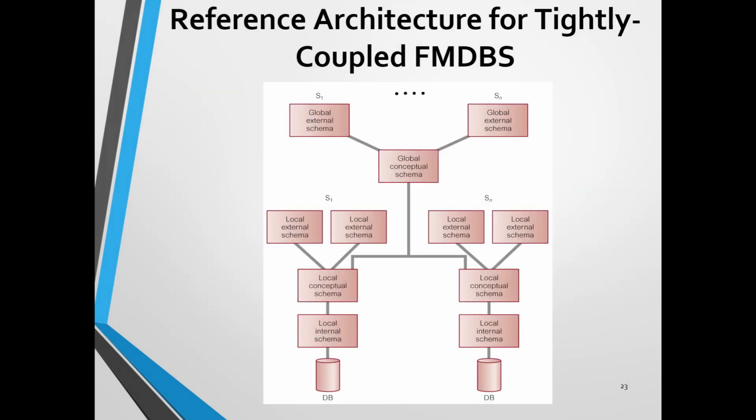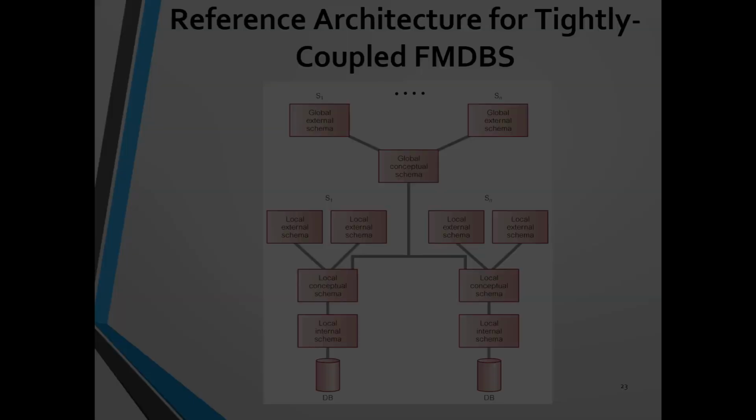So here we have a reference architecture for tightly coupled FMDBS, meaning it has the GCS, which is the global conceptual schema. So we have global external schema, global conceptual schema. Then you can see the local external schema, the local conceptual schema, and the local internal schema heading towards the database. So this is a reference architecture of a tightly coupled FMDBS.